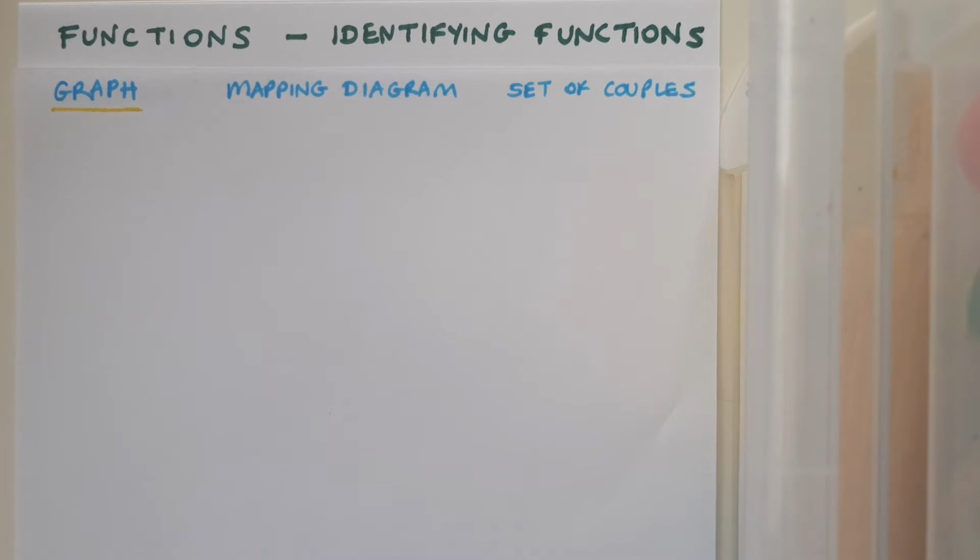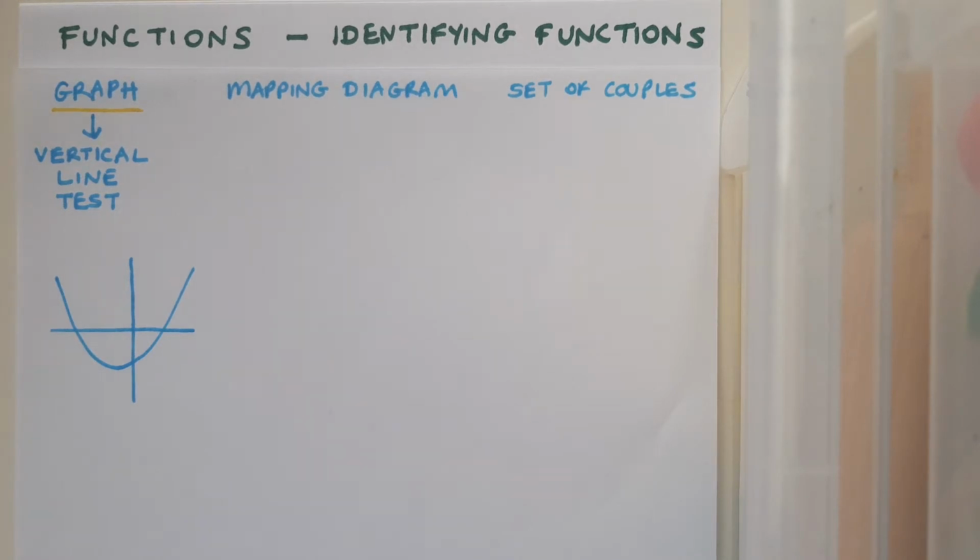Let's start with a graph. The way that we'll decide whether a graph represents a function or not is to use the vertical line test. So here's an example. In this diagram, I have a graph. If this graph represents a function, then if I draw a vertical line, it should only ever intersect the graph at most once. Here I've drawn a vertical line.